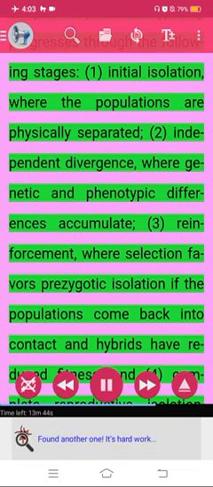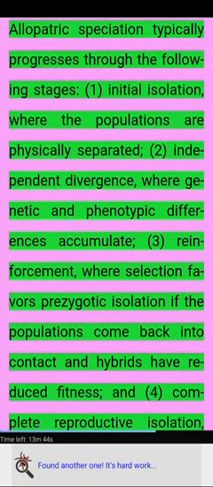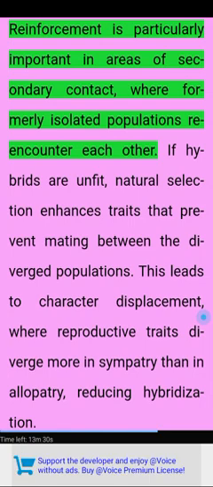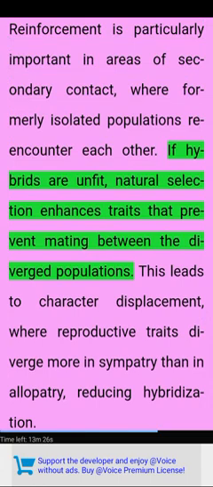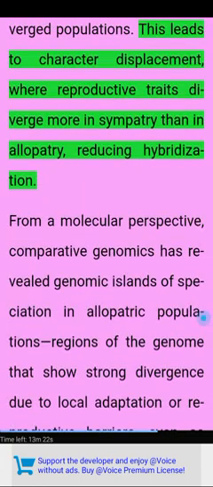Allopatric speciation typically progresses through the following stages. 1. Initial isolation, where the populations are physically separated. 2. Independent divergence, where genetic and phenotypic differences accumulate. 3. Reinforcement, where selection favors prezygotic isolation if the populations come back into contact and hybrids have reduced fitness. And 4. Complete reproductive isolation, even in the absence of the physical barrier. Reinforcement is particularly important in areas of secondary contact, where formerly isolated populations re-encounter each other. If hybrids are unfit, natural selection enhances traits that prevent mating between the diverged populations. This leads to character displacement, where reproductive traits diverge more in sympatry than in allopatry, reducing hybridization.